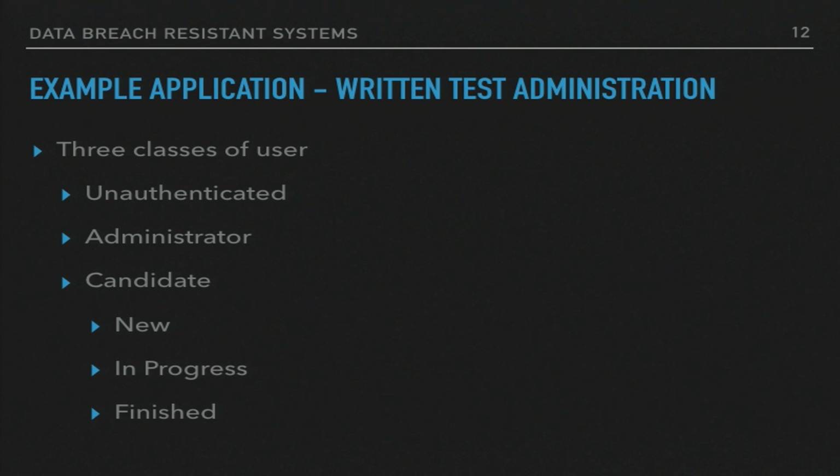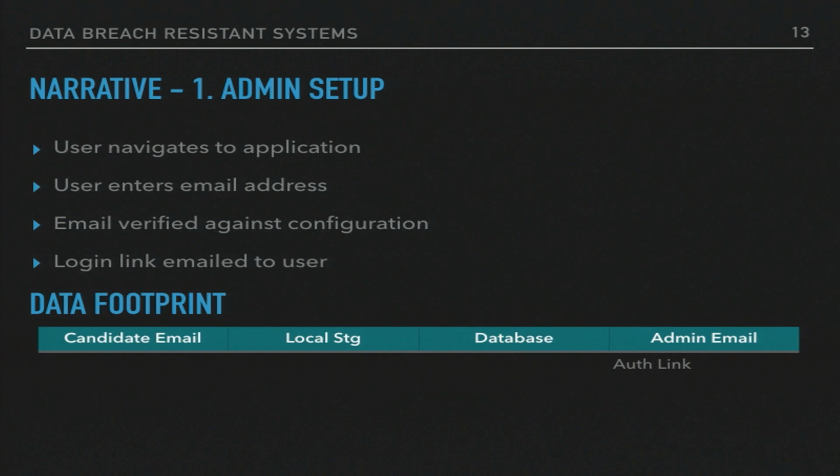So we have this multi-stage workflow, and the application has to figure out, basically, between 5 different circumstances of user. You have someone that's just found the site and doesn't really know anything. You have administrators and the candidates. Either they're new to the system, they're in the middle of taking the test, or they're done. And so we have to figure this stuff out. So what we're going to do is build this data footprint of the application. We're going to walk through this entire scenario, start to end, and see what data is stored by the system and where.